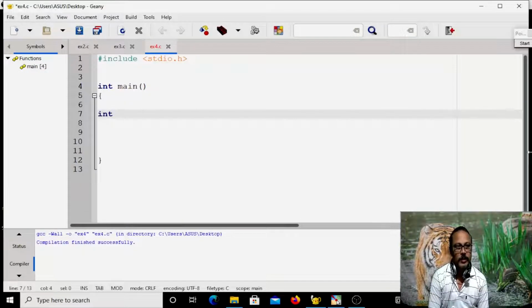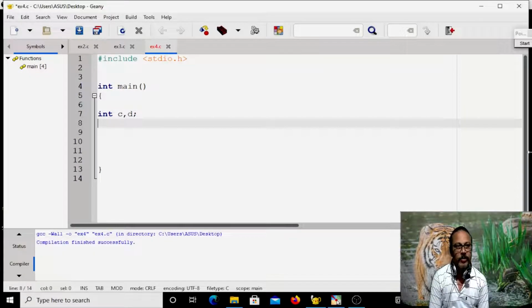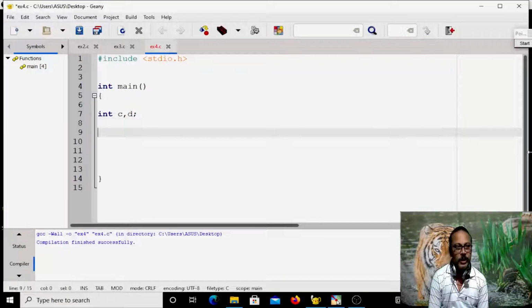Let us say integer C and D. Depending on the requirements, we will be declaring the variables. Integer C and D. Let C be, say, 3 plus 4 star 5. So this is a typical example which we discussed in the theory part also.